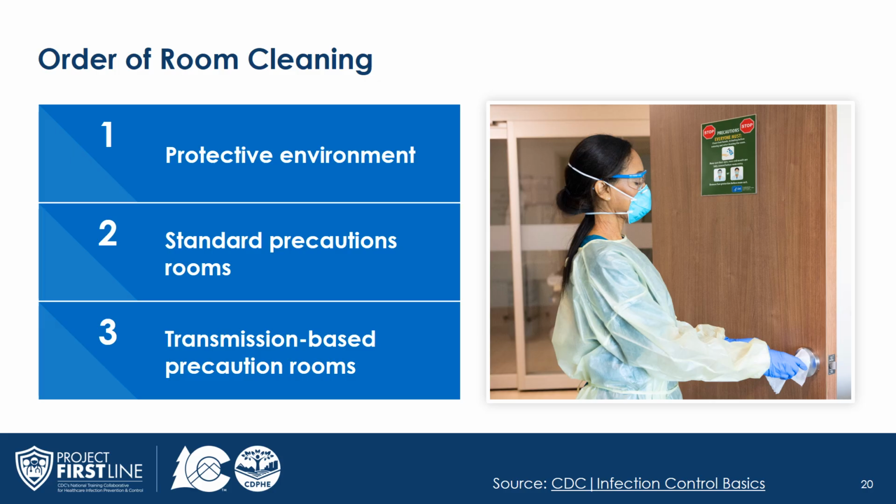Next are standard precaution rooms. Standard precautions rooms can also be described as a regular patient room where there are no special restrictions. Transmission-based precaution rooms are rooms with patients who have or are suspected of having an infection. Let's take a closer look at the cleaning workflow for these rooms.